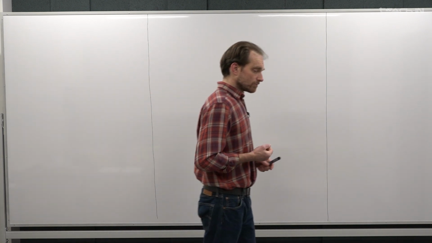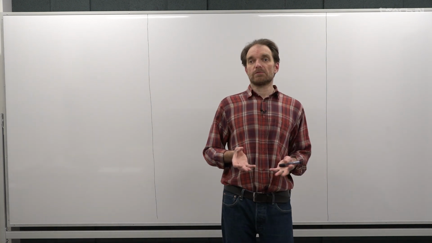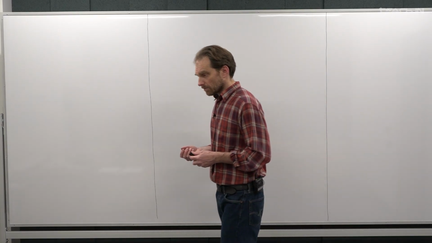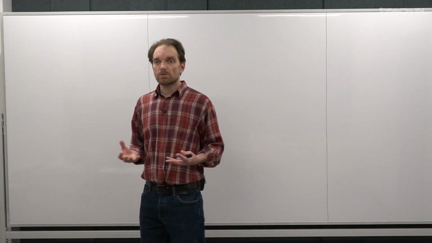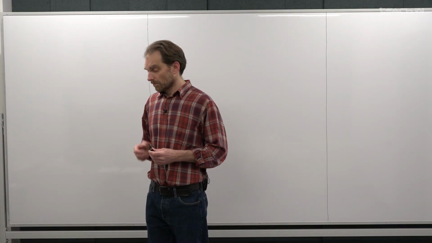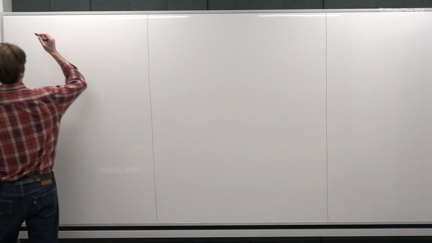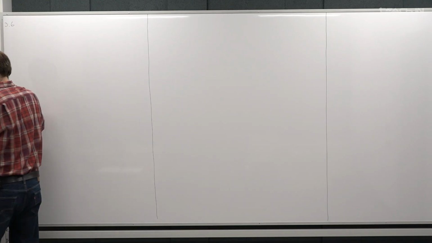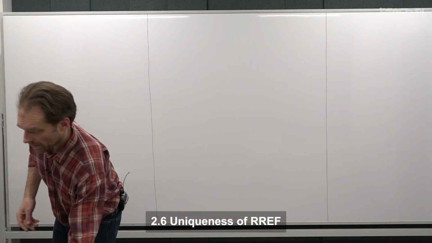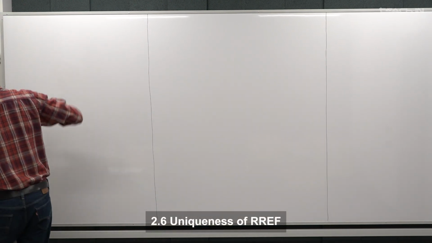And first of all, I'm going to prove that reduced row echelon form is uniquely defined for a given matrix. So this is not true for just row echelon form. So there could be different row echelon forms of the same matrix, but that's true for reduced row echelon form. So the first subsection today would be the uniqueness of reduced row echelon form. So I'm using green for the titles.